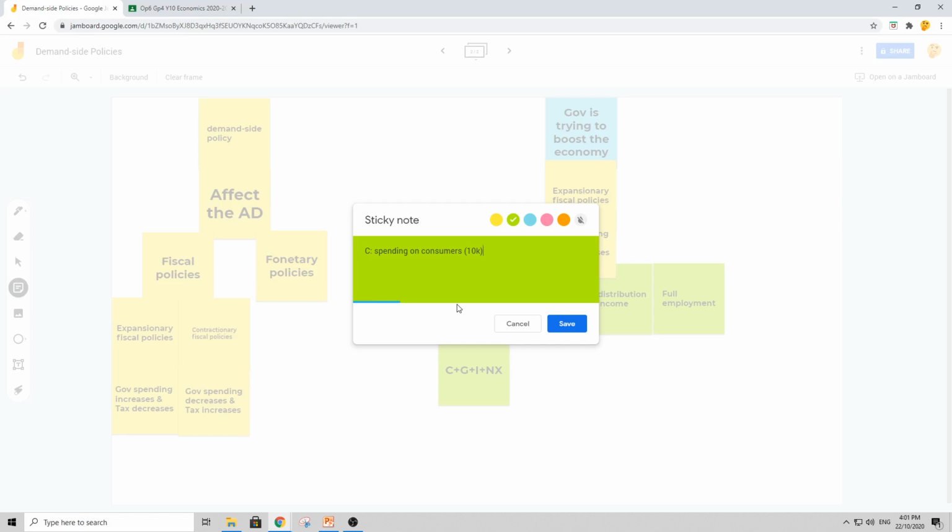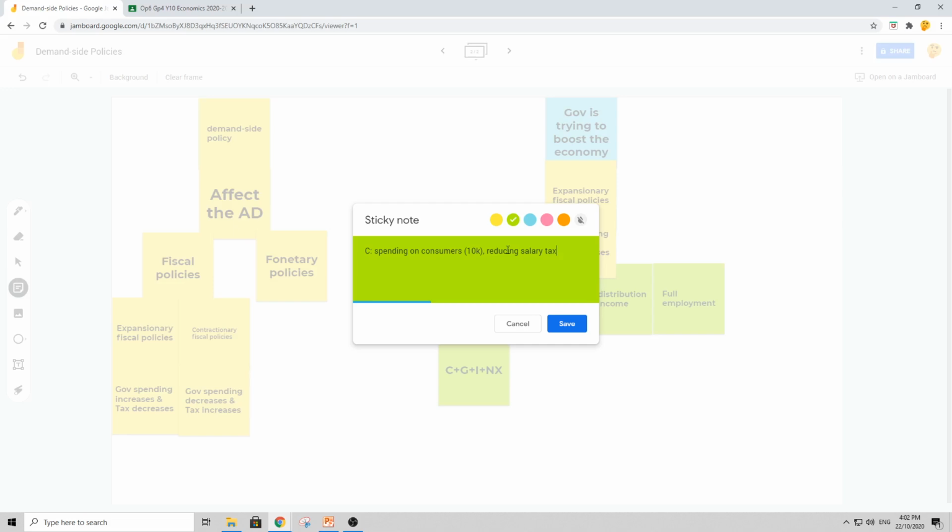So if you want to increase consumption, spending on consumers like the 10K will do, or maybe, as Julian said, reducing salary tax. If the salary tax is reduced, workers have more money to spend. Yeah, that also works. So you see how we go.